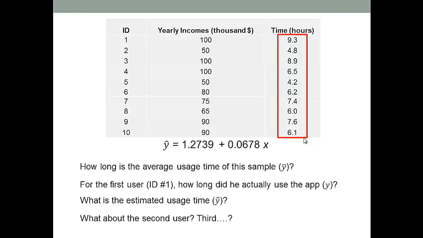Second question, for the first user, how long did he actually use the app? In other words, what is the value of his real usage time, the real value of dependent factor y? What is the estimated usage time y hat based on the estimated equation? What about the second user? Now let's use Excel to answer these questions.